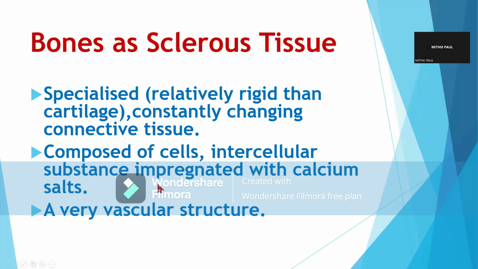Intercellular substances are the substances which surround the bone cells. And in the case of bone, the intercellular substance is impregnated with calcium phosphate or calcium salts to make the bone rigid. In opposition to the characteristics of cartilage, which is avascular and non-nervous, bone is vascular, and it also has some nervous connection.